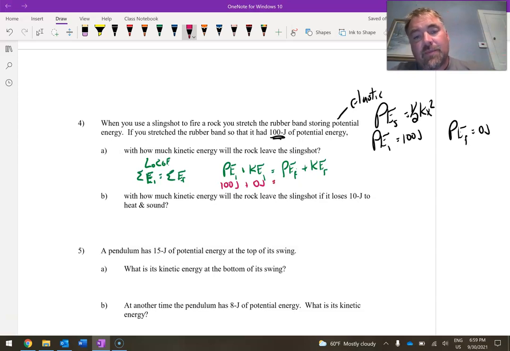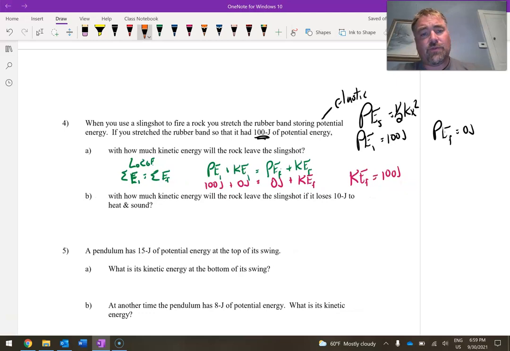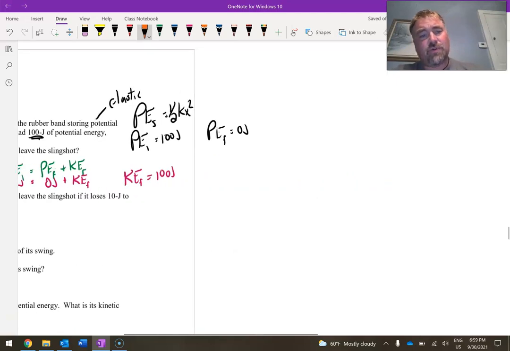Then when we release it, that potential energy final will go to 0 joules, and so we're looking for the kinetic energy it has when it releases. So as we know, the kinetic energy final is going to end up being 100 joules. Now, how much energy will it have if it loses 10 joules to heat and sound? So this is that modified LOCE that I was talking about before. I'm going to slide this over just so we can see it.